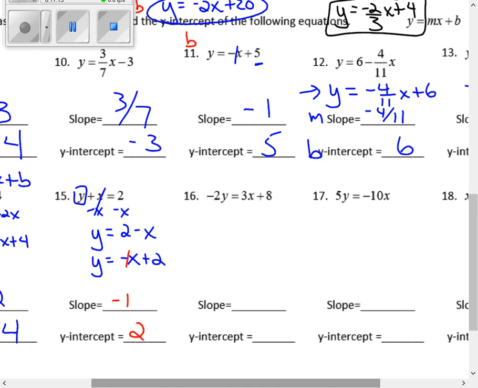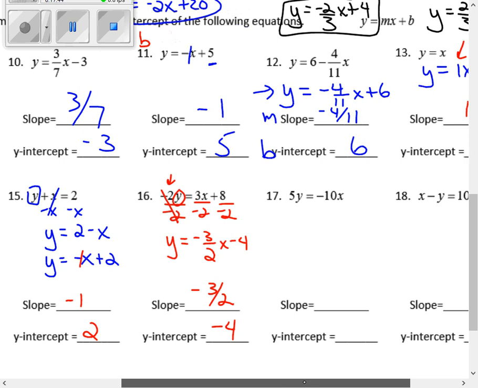Okay? So, in number 16, I've got to get rid of this negative 2 to get the y by itself. It's hooked to the y by multiplication. So I'm going to do division to remove it, so to speak. Cancel it. Y equals, now I'm going to move the negative up, and have negative 3 halves x minus 4, which gives me a slope of negative 3 halves and a y-intercept of negative 4.